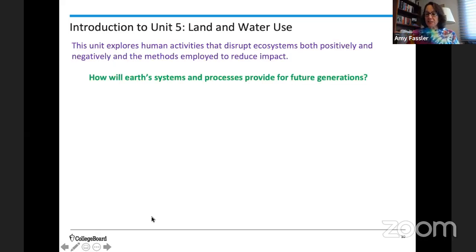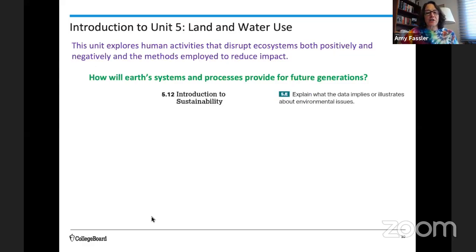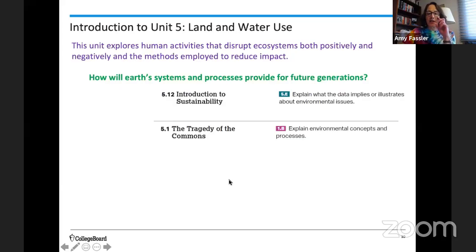In our discussion today, in the first of 3 lessons of Unit 5, there's a lot of learning targets in this unit, so we're going to spread it out over the next 3 days. Today, we're really going to focus on how will Earth systems and processes provide for future generations. And in order to do that, we're going to shift the order a little bit, and we're going to kick off with learning target number 12, an introduction to sustainability.